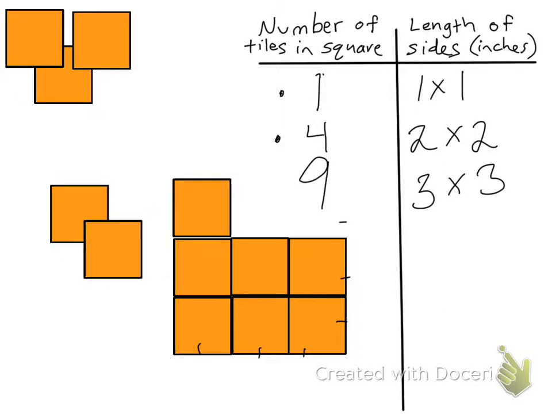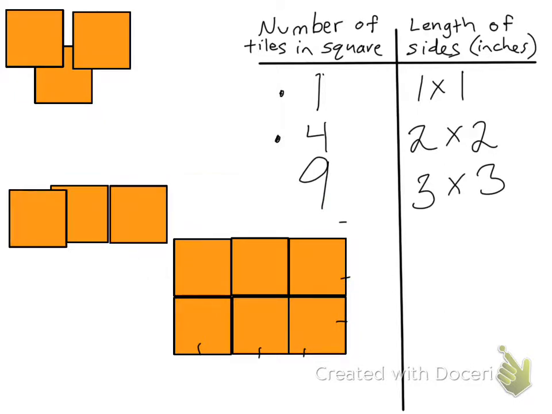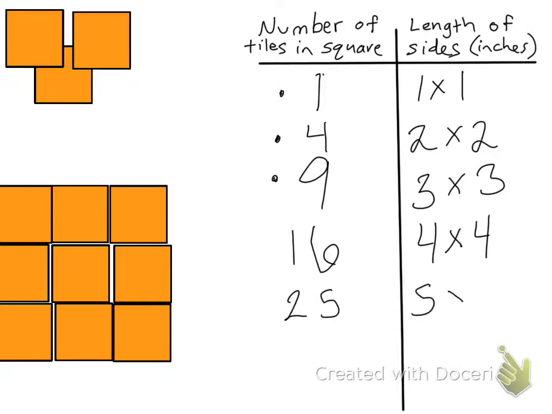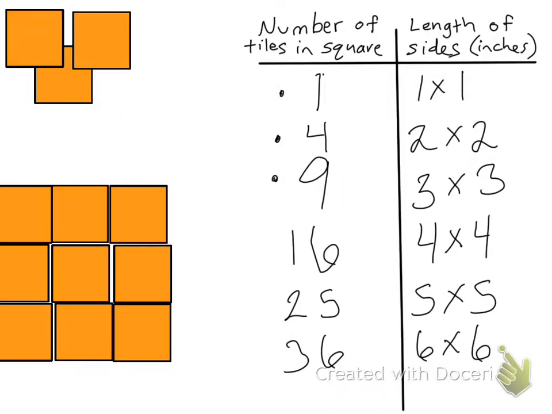I'm just going to scooch these over really quick. I don't have enough tiles to make more squares, but if I continue, the next square number would be 16, which is 4 tiles by 4 tiles. After that would be 25, which is 5 tiles by 5 tiles. Then 36, which is 6 tiles by 6 tiles. I keep getting bigger and bigger. I'm going to write those out really quick.